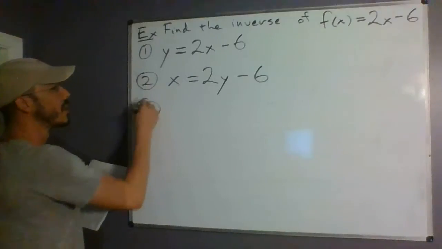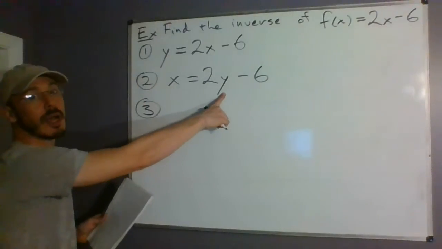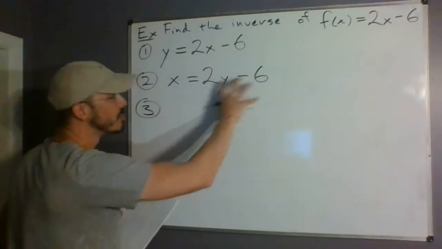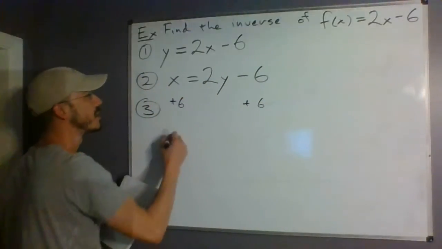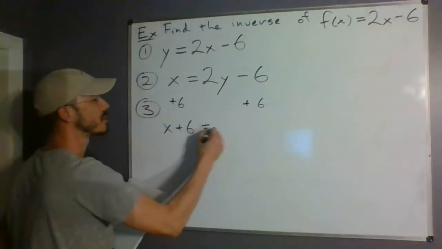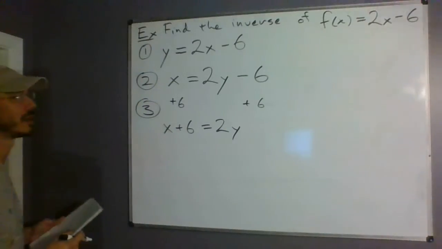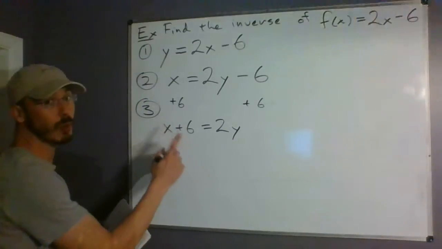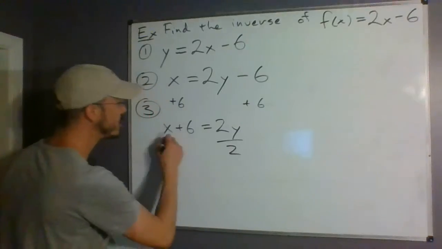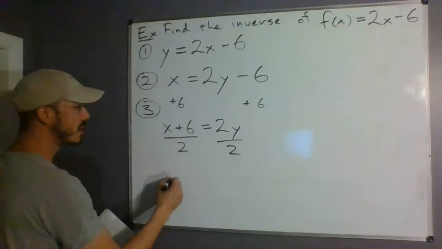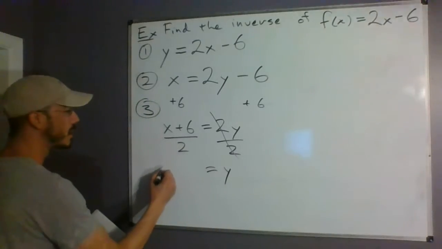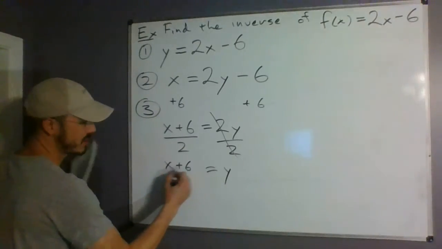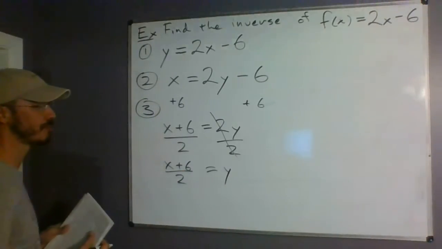Here's the step where I'm going to solve for y. So I'm just going to build it from this equation. I've got it right here. I'm going to do plus 6 on both sides. It gives me x plus 6 equals 2y. And then we're solving for y here. Divide by 2 to get, well, that's it. I've solved for y. Y equals x plus 6 over 2 is the expression.